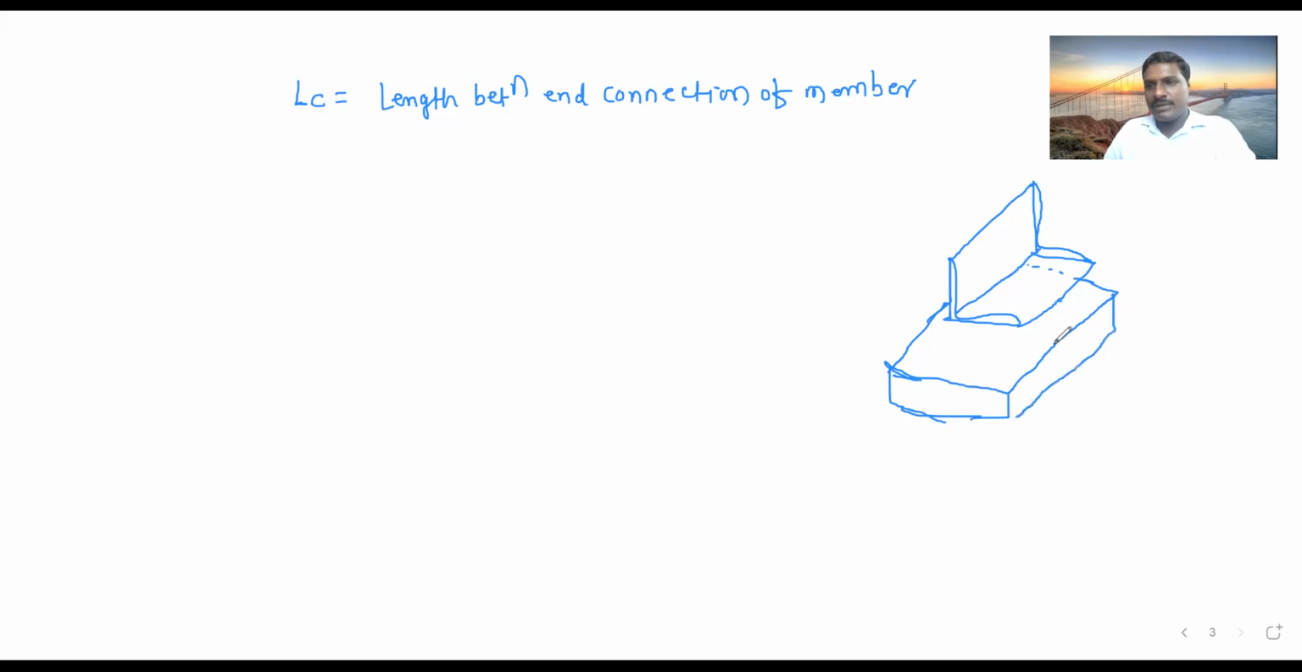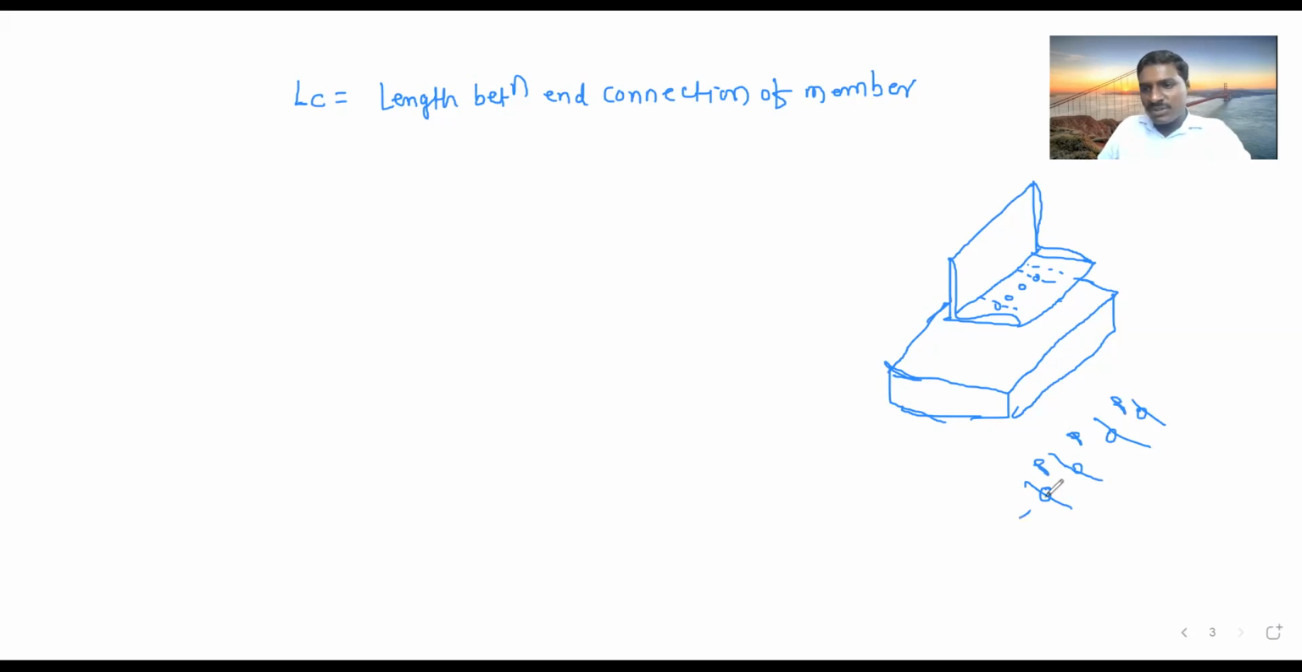If we connect this plate and angle with these 4 bolts, what length do we have to calculate? Length between end connection of the member. See, here we have connected with these 4 bolts. So what is this value? Center to center distance between these 2 bolts, it means what? Pitch distance. Good. Pitch.